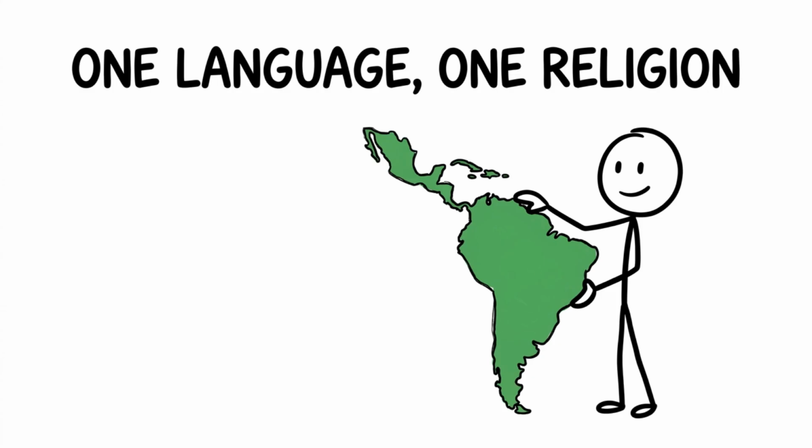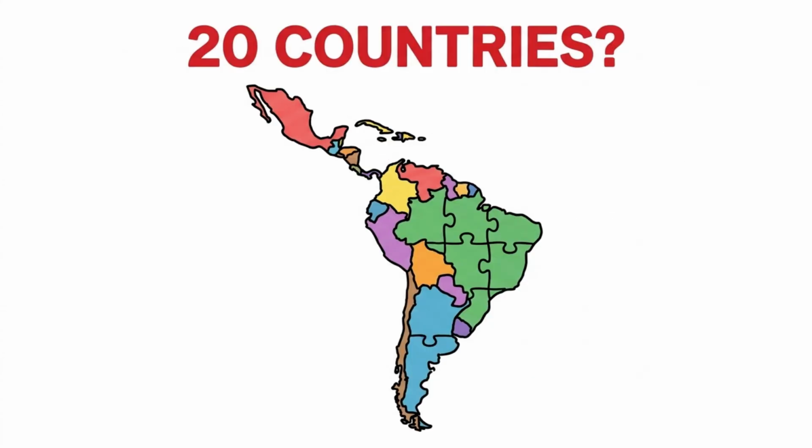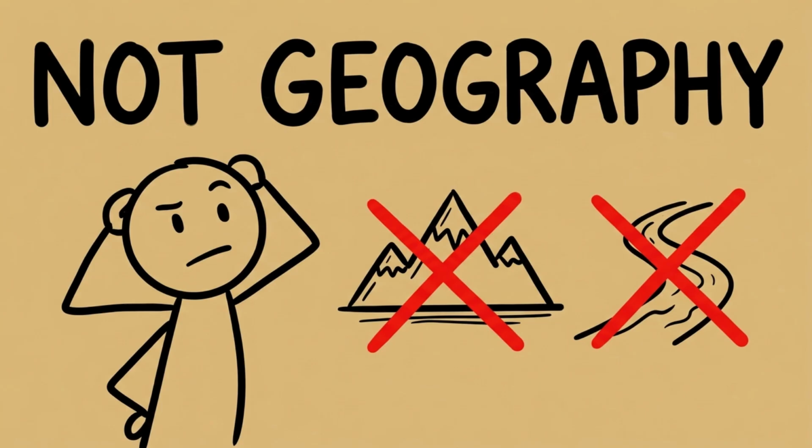The real answer is much stranger than geography. It has almost nothing to do with mountains or rivers. It has everything to do with how empires draw invisible lines long before anyone thinks to erase them.